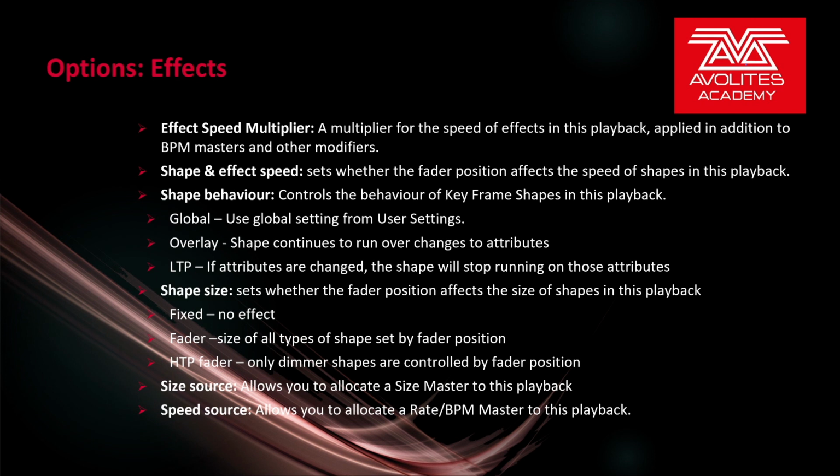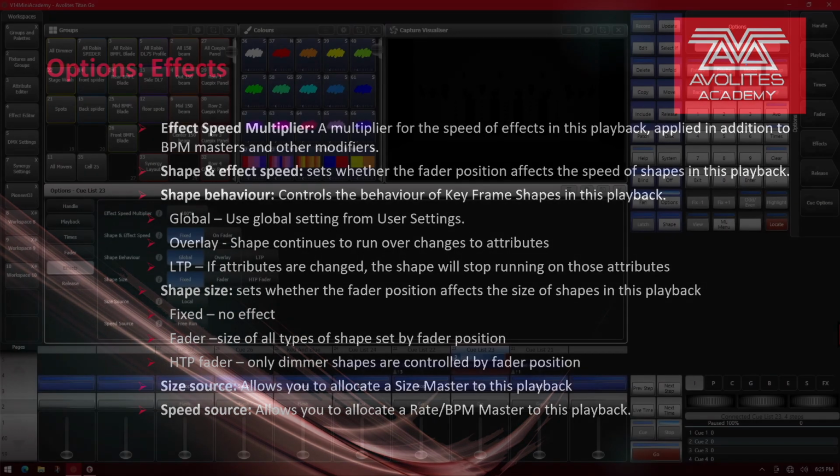Shape size is where the fader position affects the size of shapes in this playback. Fixed: no effect. Fader: the size of all types of shape are set by the fader position. HTP fader: only dimmer shapes are controlled by the fader position. Size source allows you to allocate a size master to this playback. Speed source allows you to allocate a rate or BPM master to this playback. So let's take a look at some of that.